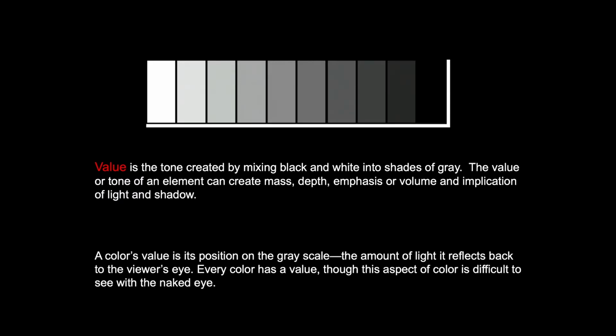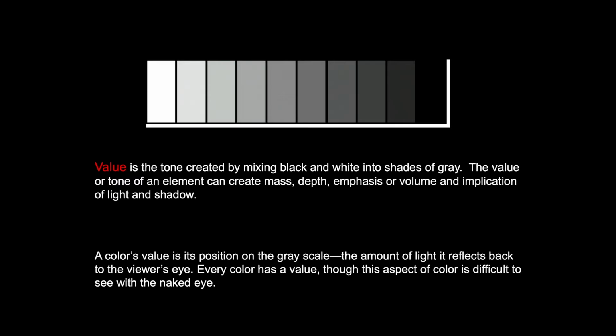Value, of course, is the tone created by mixing black and white into shades of gray. The value or tone of an element can create mass, depth, emphasis, volume, and imply light or shade. A color's value is simply its position on the grayscale, the amount of light that it reflects back to the viewer's eye. Every color has a value, but this aspect of color is the most difficult, I believe, to see with the naked eye, because we can't turn off the structures in our eye that view color.